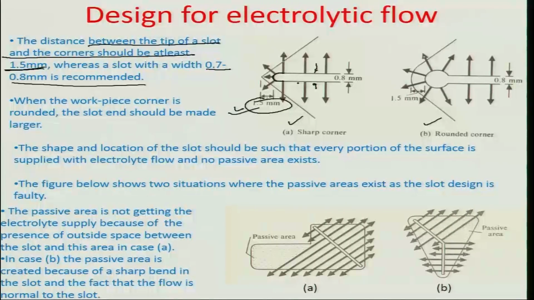So when the workpiece corner is rounded, like for example in this particular case you can see the corner being rounded, the slot end should be made larger, because obviously the question here is that the electrolyte should flow out radially in all the directions so that it reaches all tool corners and covers the whole surface. Had it been that in this particular case we would have a smaller slot and an ending as is visible in this particular figure, there may be a restriction of the flow, because the flow may not be able to get enabled in this particular case over the whole surface. So it is, I think, a better idea.